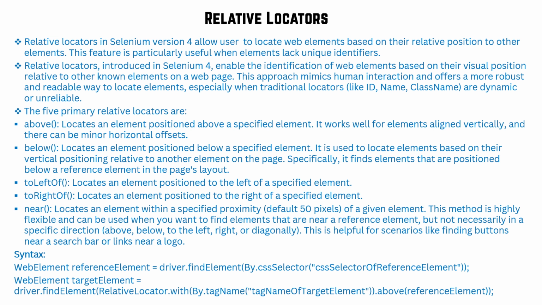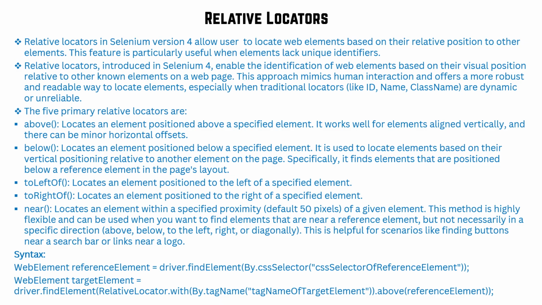Relative locator in Selenium version 4 allows users to locate web elements based on their relative positions to other elements. This feature is particularly useful when elements lack a unique identifier. Relative locator introduced in Selenium 4 enables the identification of web elements based on their visual position relative to other known elements on a web page. This approach mimics human interactions and offers a more robust and readable way to locate elements, especially when traditional locators like ID, name, class name, and dynamic concepts are unreliable. There are primarily 5 relative locators available: above, below, toLeftOf, toRightOf, and near. Above means you can identify an element which is easily possible, and from that you can go to the above positions with the help of the above relative locator.